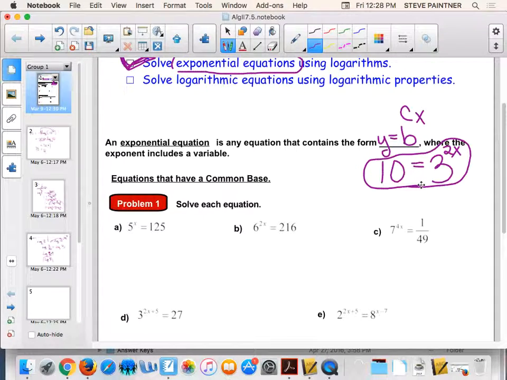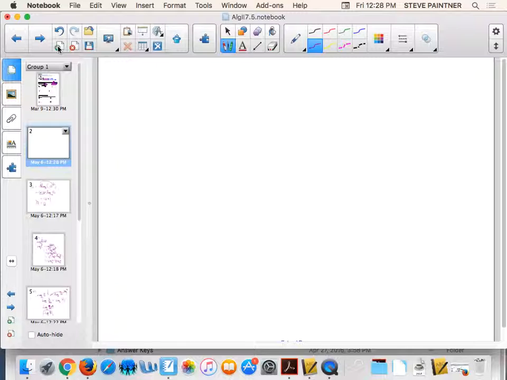So here's what we're going to do today. We're going to work with this right here, common base. Now, I want to show you a couple of easy ones. Here's an easy one. This is actually so simple that I think you can do it without me doing anything. Tell me what you think the answer is. 3? Okay. 2 to the third is 8. Right. But here's what you're going to do today.